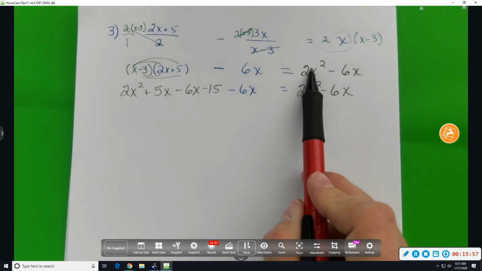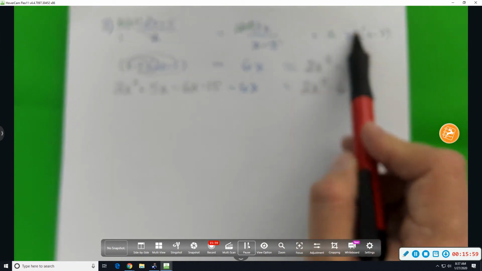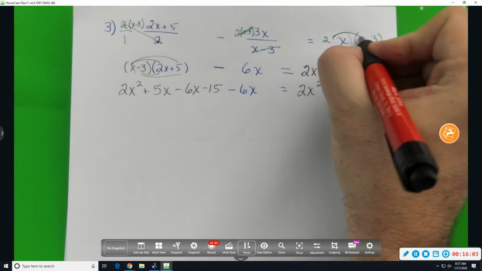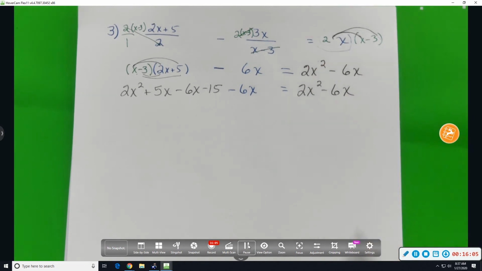Right here? Okay, I have the 2x times x. So I'm distributing. So 2x squared minus 6x. Any other questions there? And this one's going to start, stuff's going to start subtracting out pretty nicely. What do I mean by that?